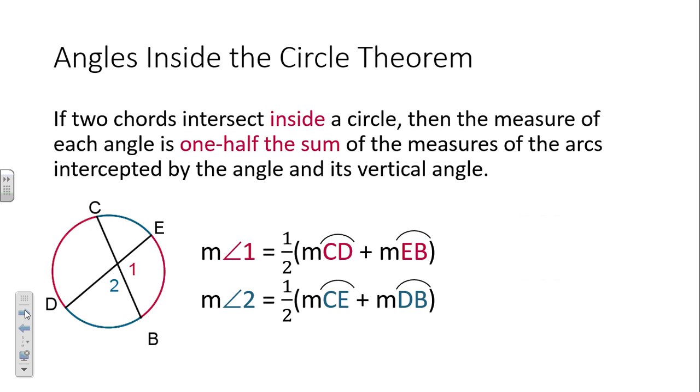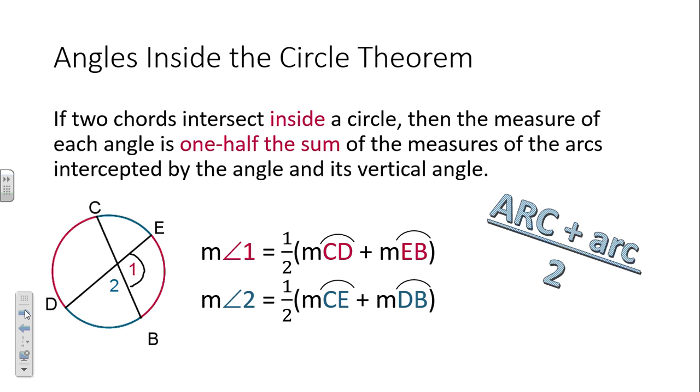So when angles are inside the circle, and they're intersecting, 2 chords, two secants, right, are intersecting inside the circle, then the measure of each angle is half the sum of the measures of the arcs that are intercepted by that angle and its vertical angle. So if I want to know angle 1, it is half of the sum of the red arcs. So we're inside the circle, we add big arc plus small arc, and we divide it by 2.